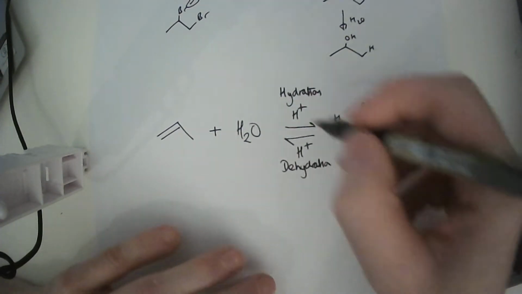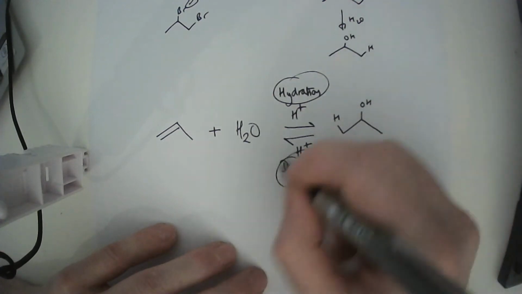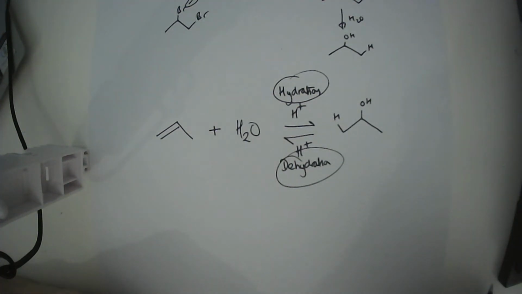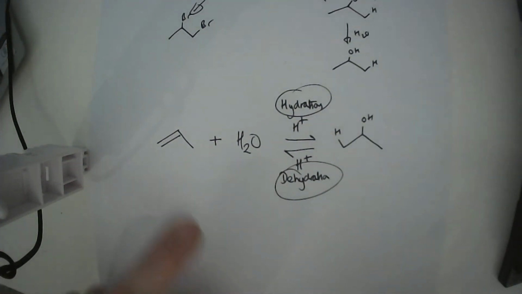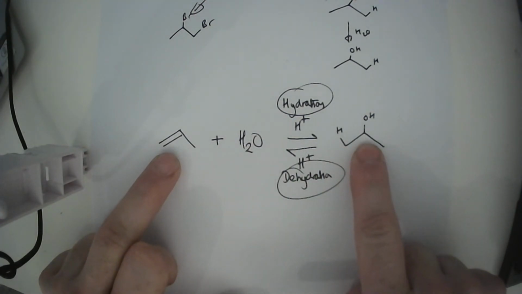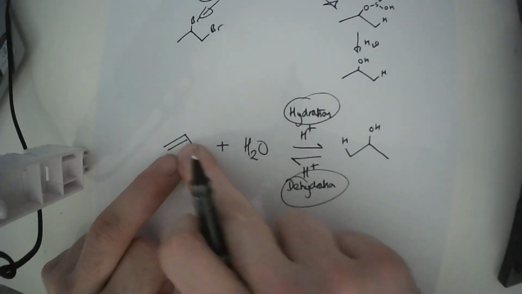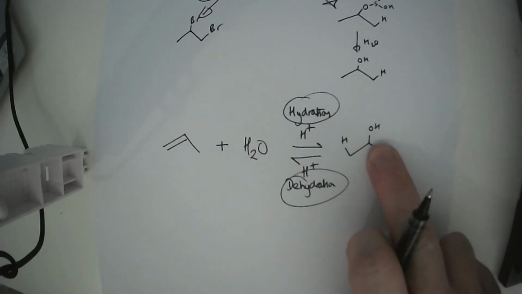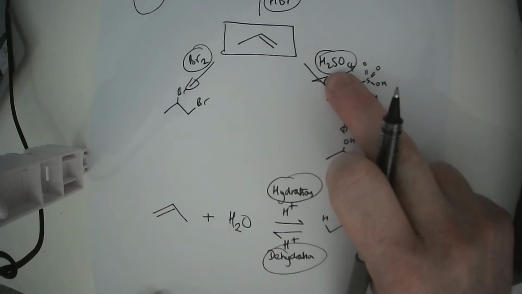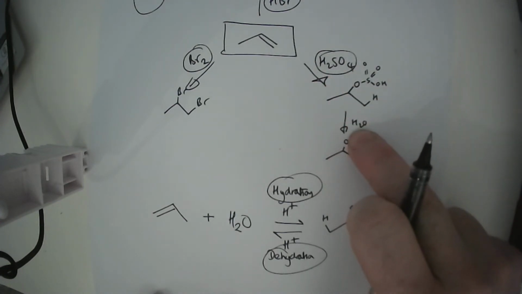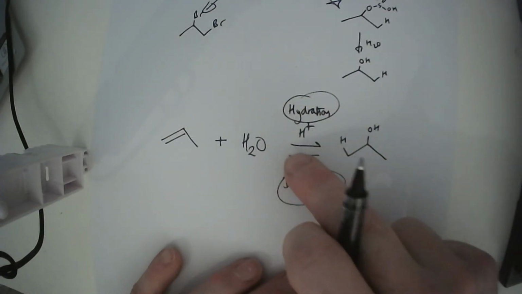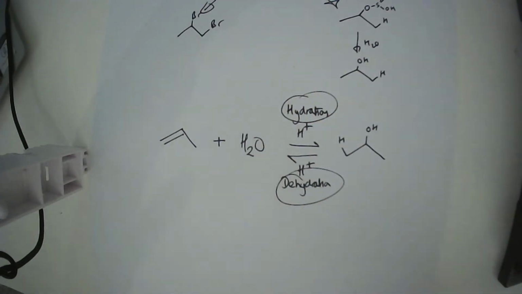Dehydration is that way. These are two other mechanisms that you need to know: hydration and dehydration. These interchange alkenes to alcohols and alcohols back to alkenes. Now you do know another alkene to alcohol mechanism. You do, it's up here. You can use H2SO4, so this is separate to that. But this is hydration and dehydration, two other mechanisms that you need to know.